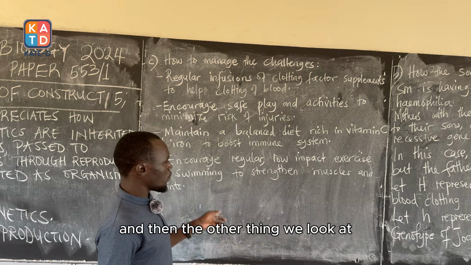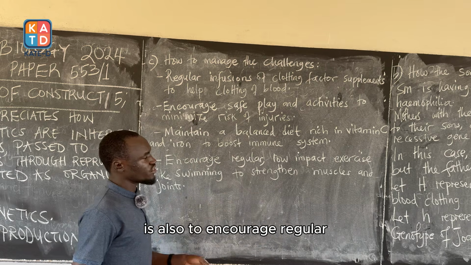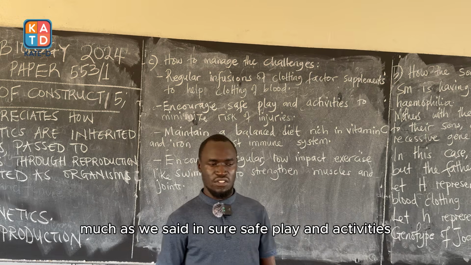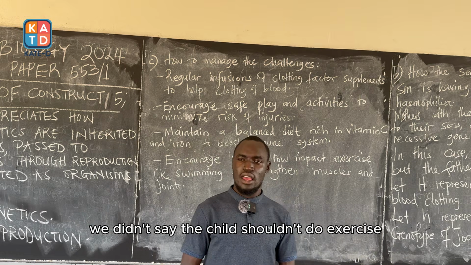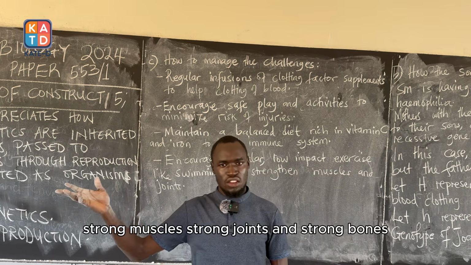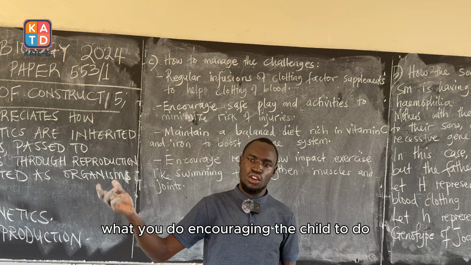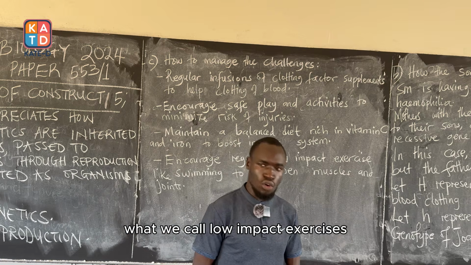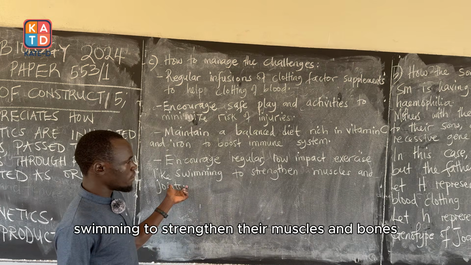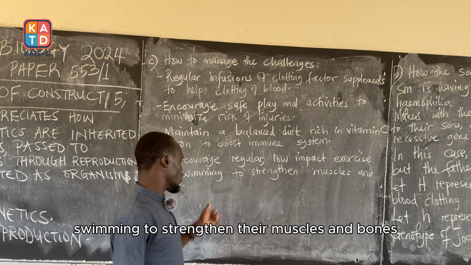And then the other thing we look at is to encourage regular low-impact exercise. Much as we said, ensure safe play and activities, we didn't say the child shouldn't do exercise, because this child requires strong muscles, strong joints, and strong bones. So encourage the child to do what we call low-impact exercises, for example swimming, to strengthen their muscles and bones.